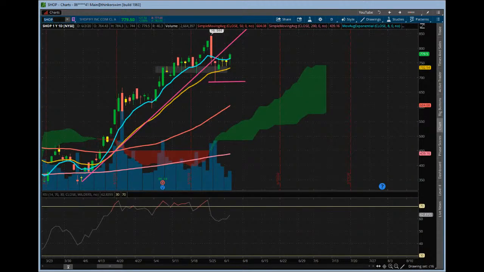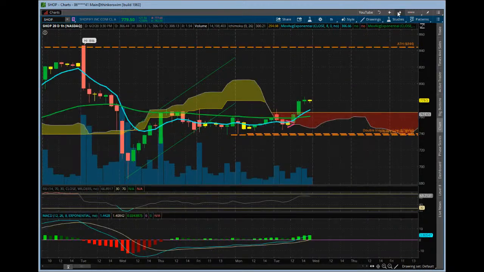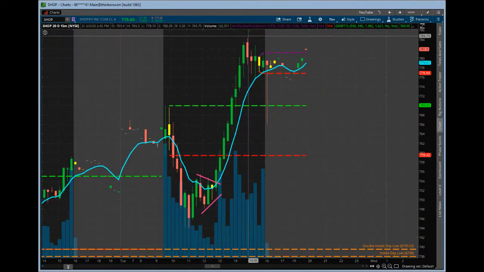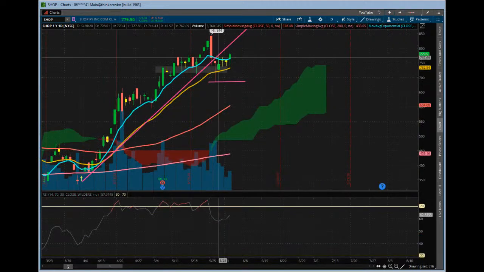Double inside day up today. So this is great. So it tried to work its way to the downside right at the inside day low. Couldn't do it. Big inside 15 right here, and just cruised its way to the upside today to break out of the double inside day with some good volume. So let's see if that gets any follow through to the upside into tomorrow.